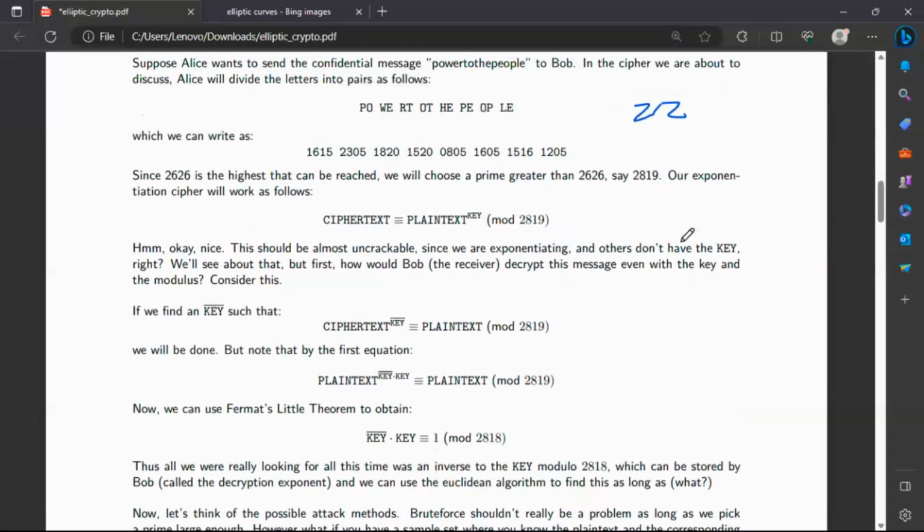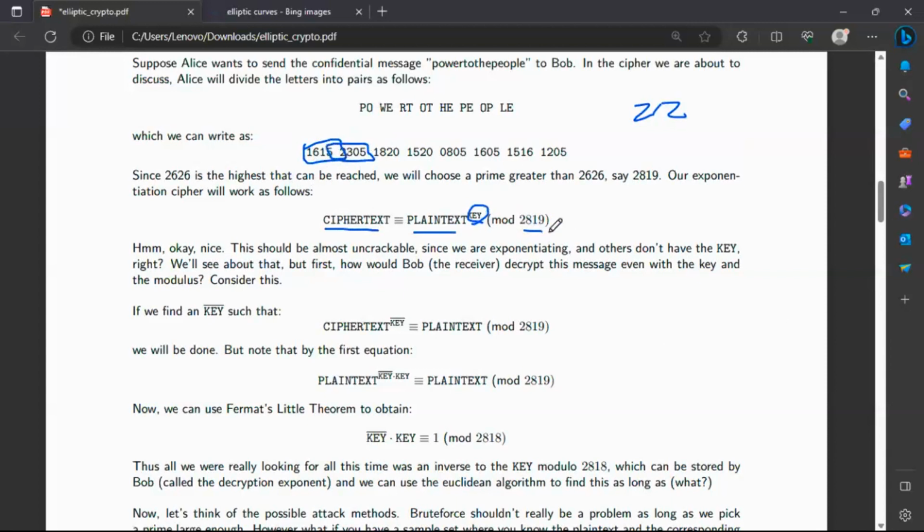So our exponentiation cipher will work like this. The ciphertext will be the plaintext to the power of the key modulo 2819. Right, that's fine. So basically, 1615 to the power of the key modulo 2819 will be the ciphertext for 1615.